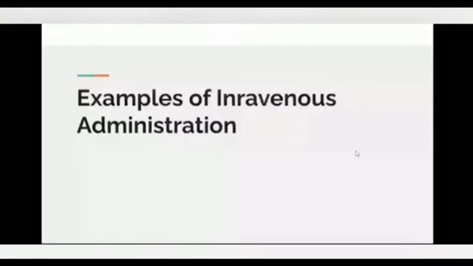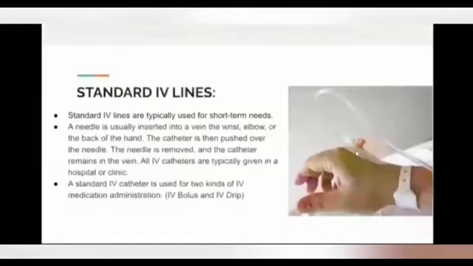Okay, so let's now proceed with the examples of intravenous administration. Standard IV lines are typically used for short-term needs, wherein a needle is usually inserted into a vein, where maybe it be in the wrist, in the elbow, or the back of the hand. The catheter is then pushed over the needle, and the needle is removed, and the catheter remains in the vein. All IV catheters are typically given in a hospital or clinic.